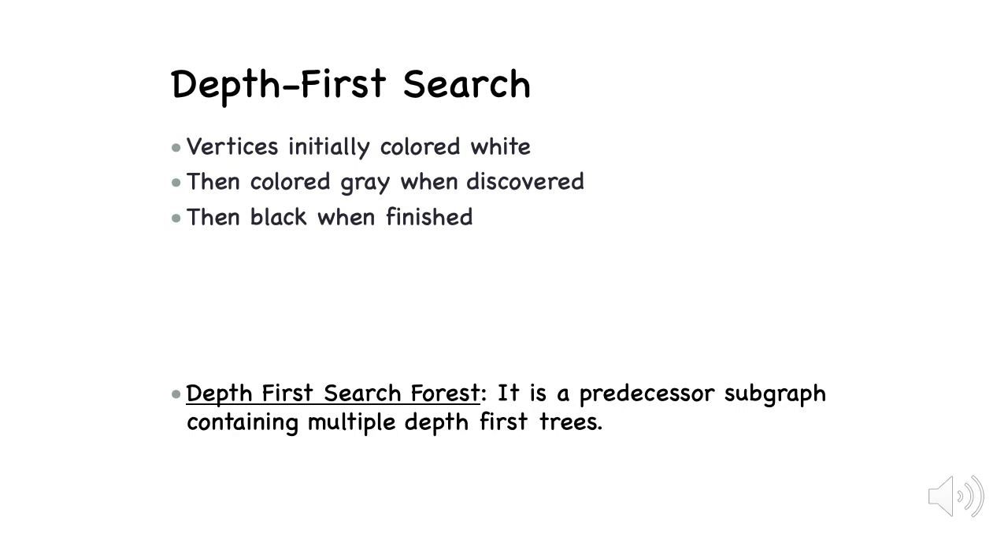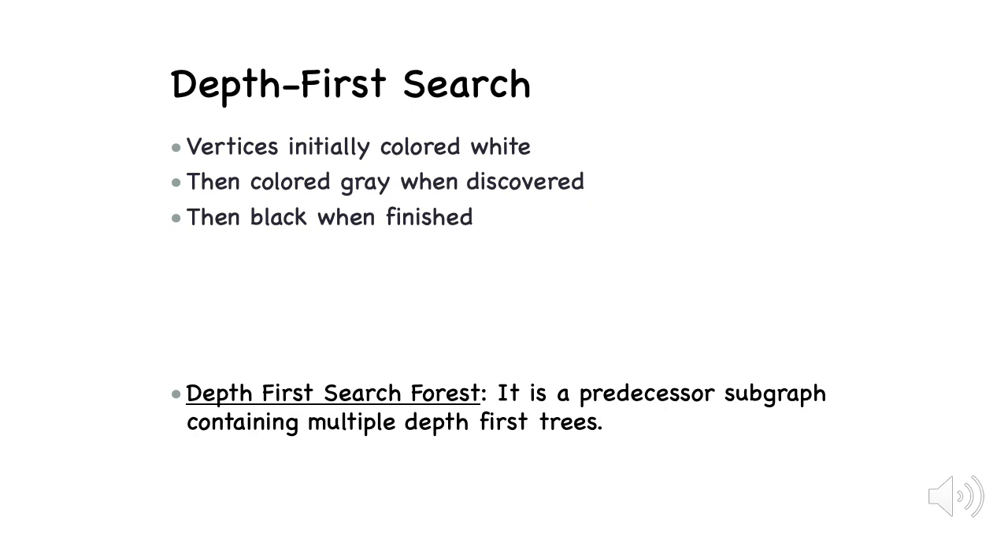Coming to how we are going to explain this depth first search, we use the same coloring method as we used in breadth first search. Vertices can have three colors: white, gray, and black. White is the initial stage, gray is when they are discovered, and black when they are finished.